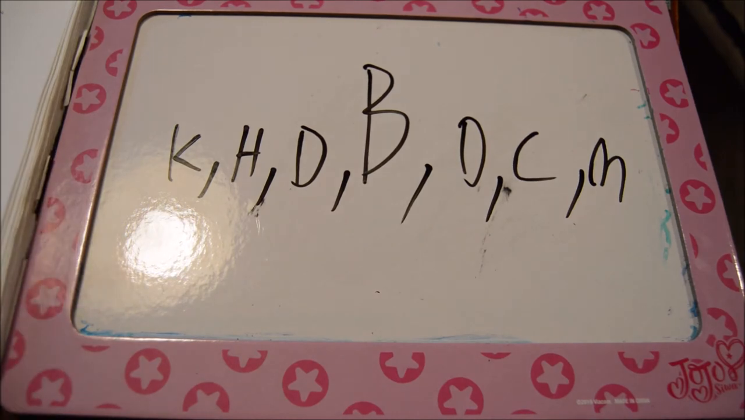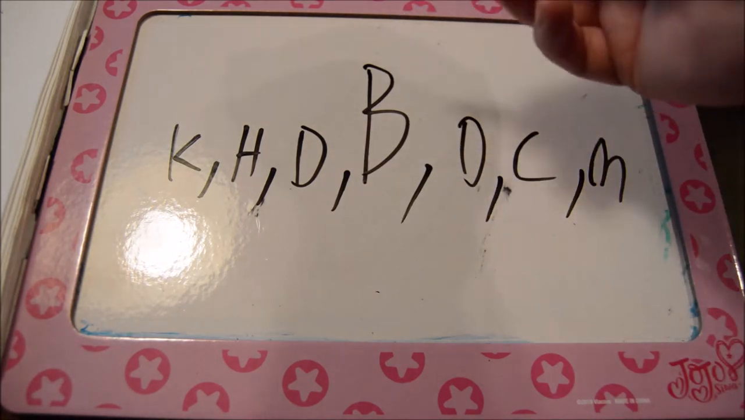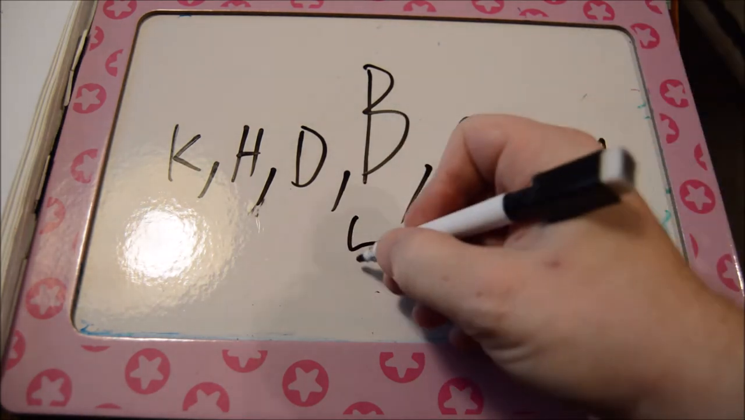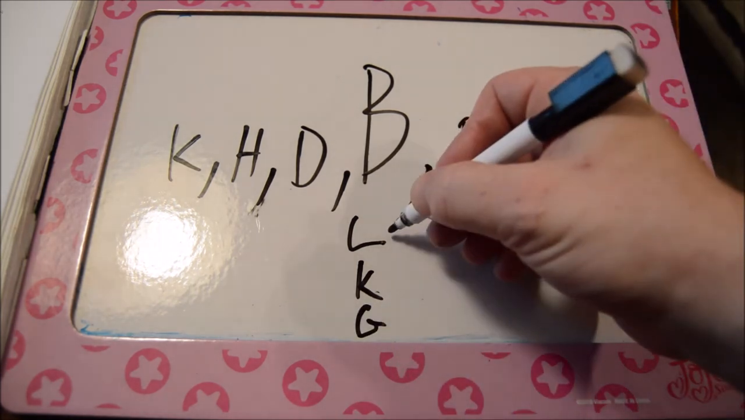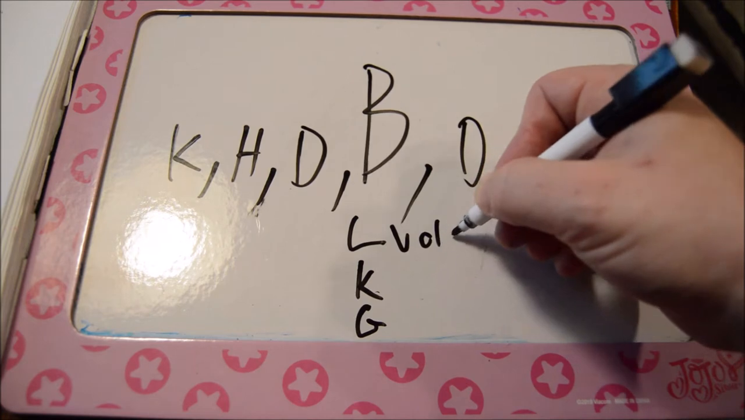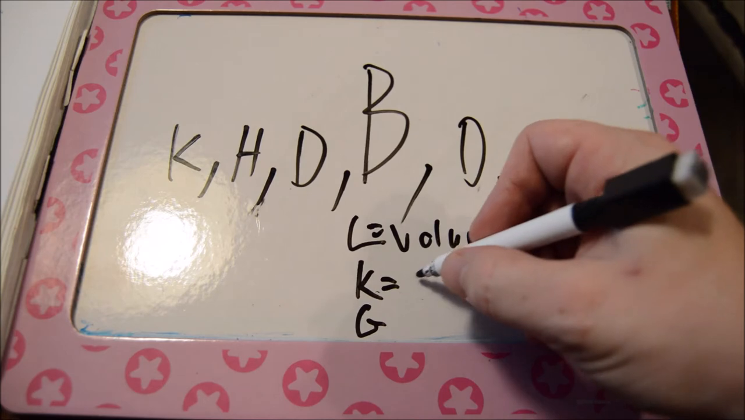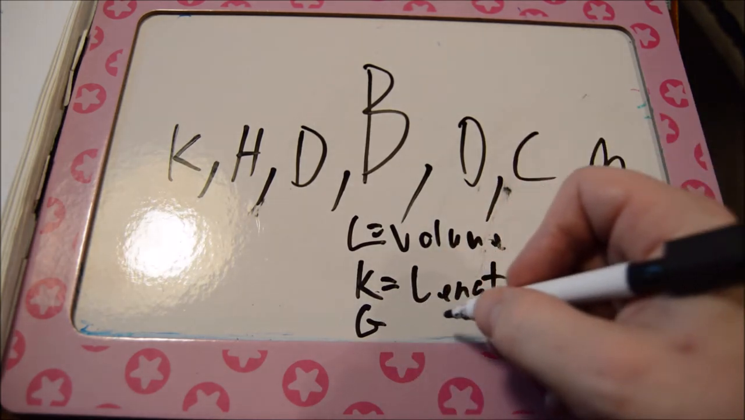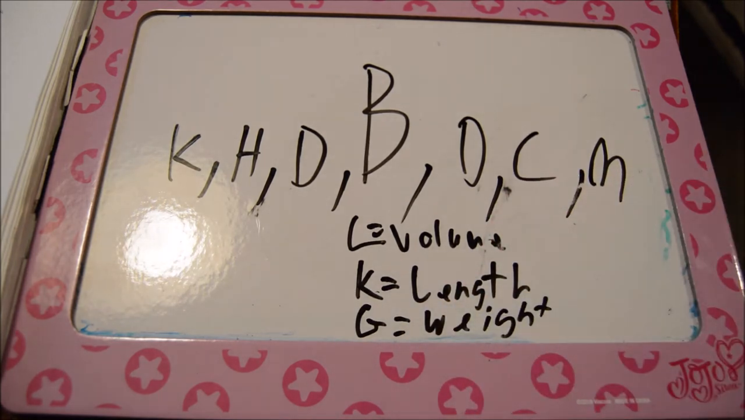Now, what on earth is old crazy Mr. Humper getting at here? This base unit is any unit of measure. This could be an L for liters. This could be a K for kilometers. This could be a G for grams. Liters being a volume measure. Kilometers being a length. And if you can't guess, G for grams, that is a weight measure.